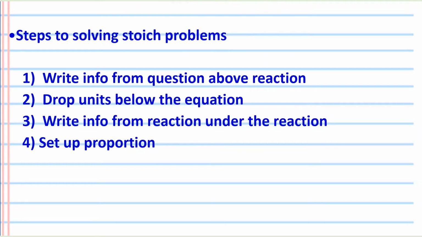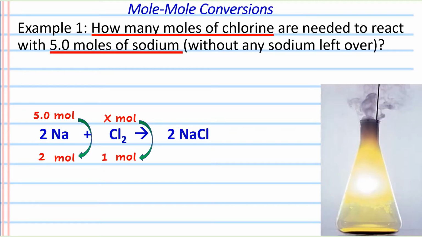So we dropped our units, and we took the information from the reaction and put it underneath the reaction. Step 4 is to set up a proportion, and then we're going to cross multiply to solve. Going back to our reaction, the proportion is kind of set up for us already. We have numbers above the items in the reaction, and we have numbers below. Those are going to become our numerators and our denominators in our proportion. We're going to take 5.0 moles above the Na, and we had 2 under the Na. We're going to set that equal to the information for the chlorine. With chlorine, we have X moles above the chlorine, and we have 1 mole below the chlorine.